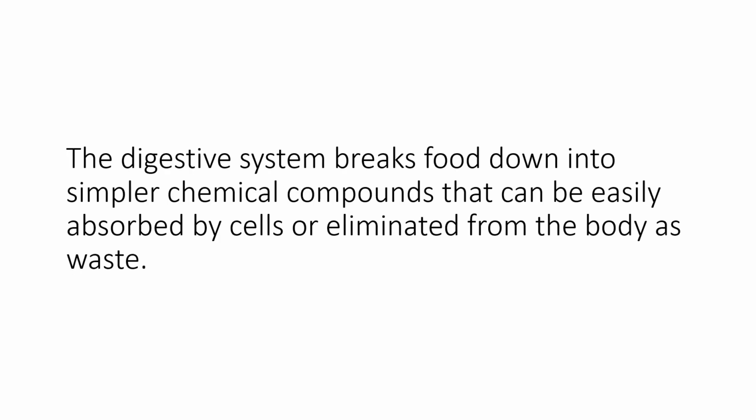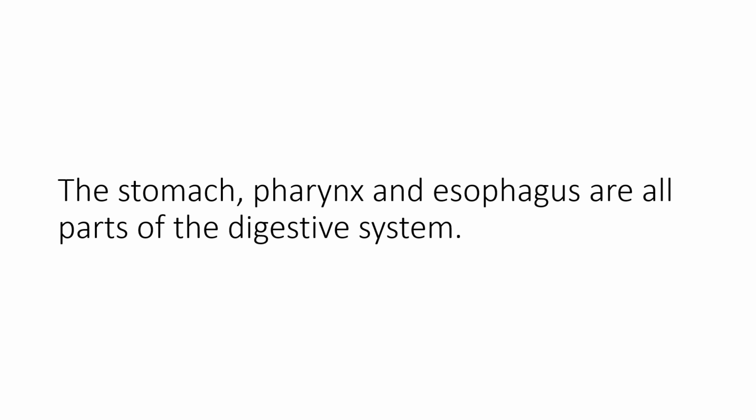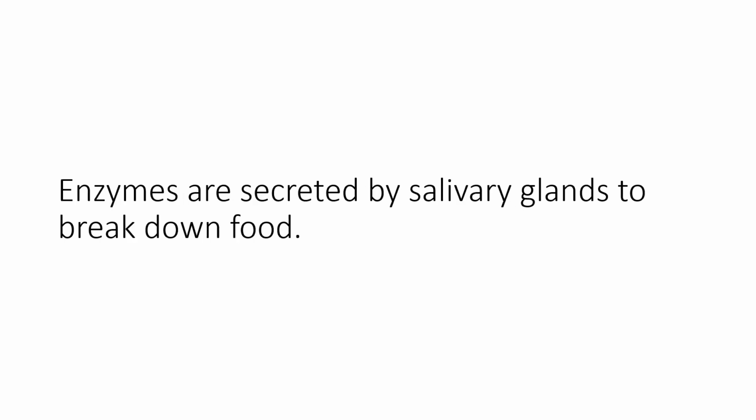The digestive system breaks food down into simpler chemical compounds that can be easily absorbed by cells or eliminated from the body as waste. The stomach, pharynx, and esophagus are all parts of the digestive system. Enzymes are secreted by salivary glands to break down food.